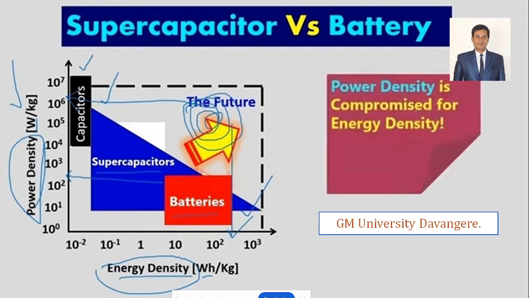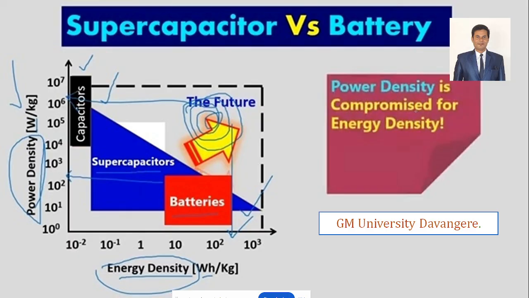To understand this, we need to know what power density is. One is that power density is compromised for the energy density, right? When the power density is very high, then you have to compromise on the energy density, because the energy density is very less. I'm talking about the capacitor in terms of power density, that is watt per kilogram. So we cannot have high energy density; the energy density will be very less. That is what you have to compromise with.